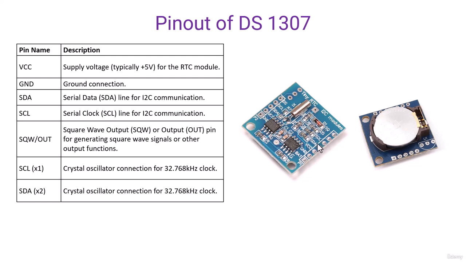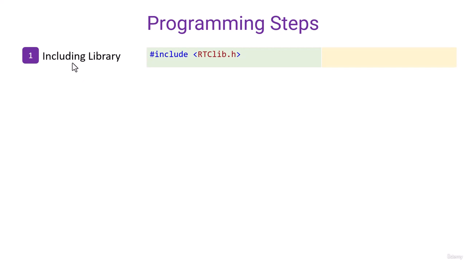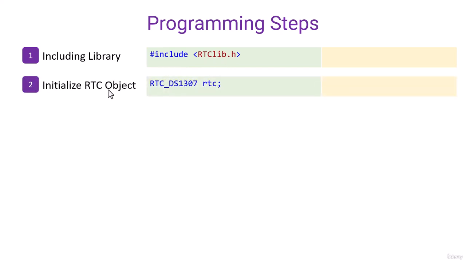Now let's see how we can program this sort of module, that is the RTC module, for any of our Arduino projects. The programming steps are very simple and similar to the previous modules. At the very first, we need to include a library. For the RTC module, we have a popular library, that is RTClib.h. We need to include this one. The second step is initializing an RTC object. If you are using the DS1307 module, then just write RTC_DS1307, then give your object name. It could be any name.